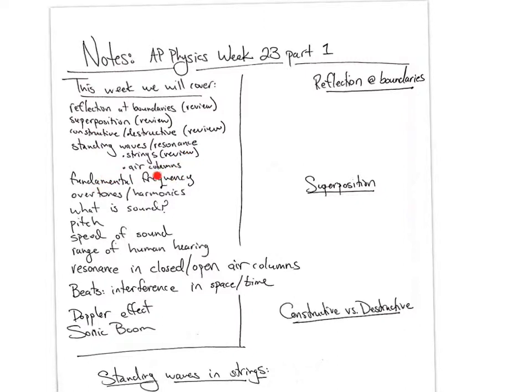I just want to make sure we understand this because we talked about simple harmonic motion and we talked about waves, and we're going to talk about waves on a string and sound waves in air, and the two are incredibly similar. So we'll go through some examples of reflection, superposition, constructive and destructive interference and standing waves, and then talk about sound waves.